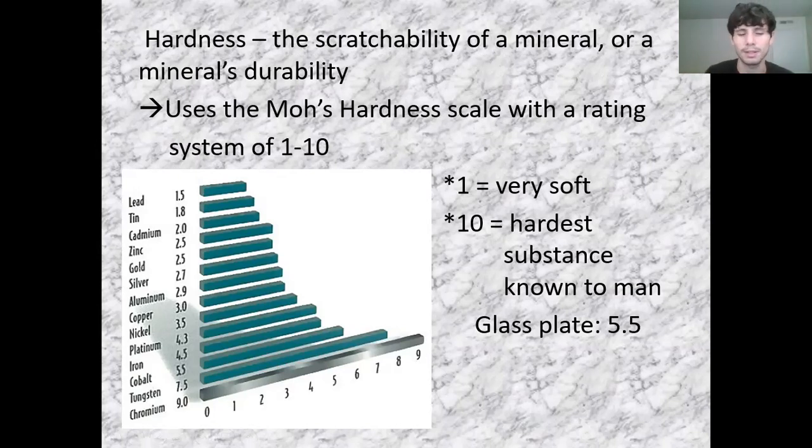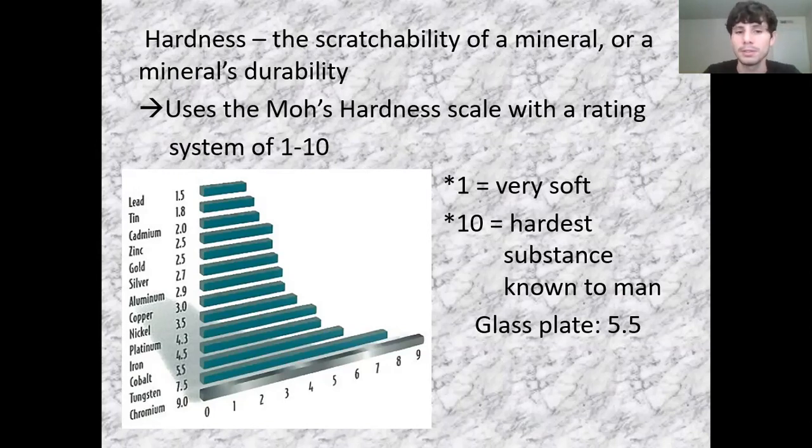So hopefully that makes sense. If the piece of glass has a Mohs hardness scale of 5.5, that means whatever can scratch that glass is harder than 5.5. It has a higher scale reading than 5.5. However, if you see the person trying to scratch the glass with the mineral and it does not scratch, that means the mineral is softer than 5.5, which means its Mohs hardness scale is going to be smaller than 5.5.